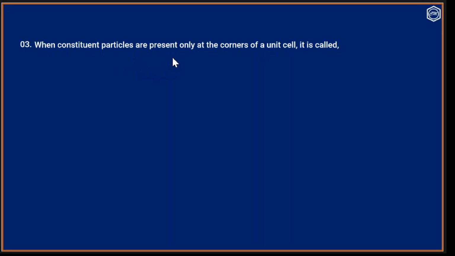When constituent particles are present only at the corners of a unit cell, it is called: 1. Primitive, 2. Body-centered, 3. Face-centered, 4. End-centered. So when constituents are present only at the corners of the unit cell, it is called primitive.